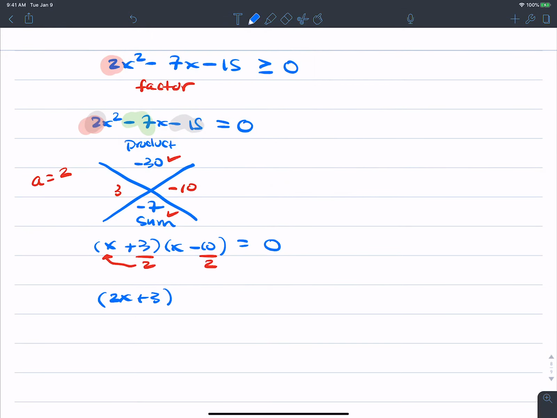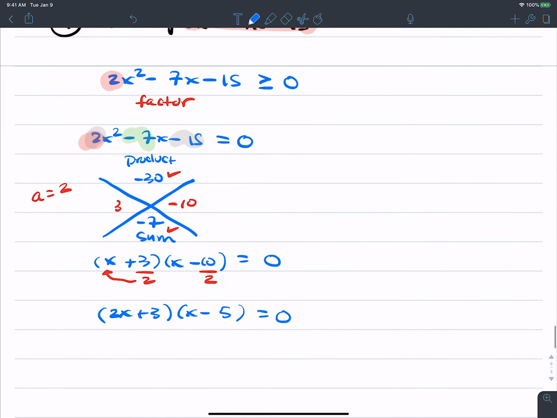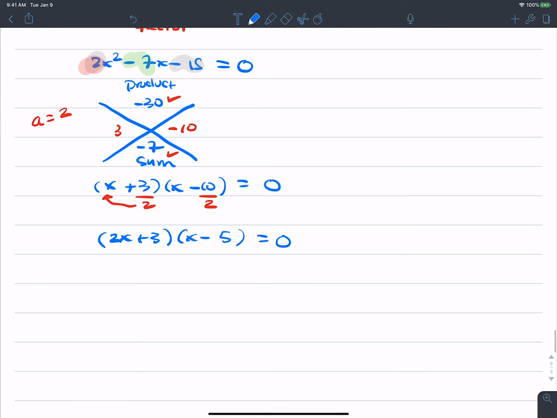That doesn't happen for the next term. We get x minus 5 because 10 divided by 2 is 5. Now this equals 0. So here's the equation we have to solve. By the zero product rule, we get 2x plus 3 equals 0, and x minus 5 equals 0.